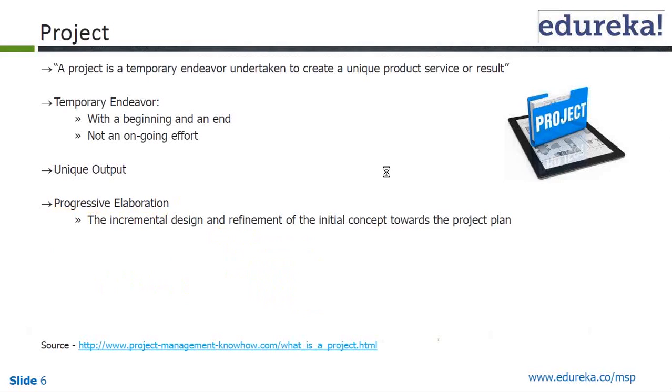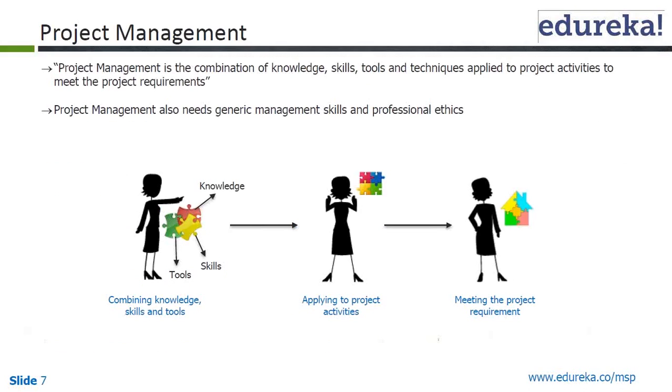So what is project management? Project management is the combination of KSTT, knowledge, skills, tools and techniques, applied to project activities to meet the project requirements. Project management also needs generic management skills and professional ethics. So that's what is shown here: KSTT, knowledge, skills, tools and techniques. So that is the first one.